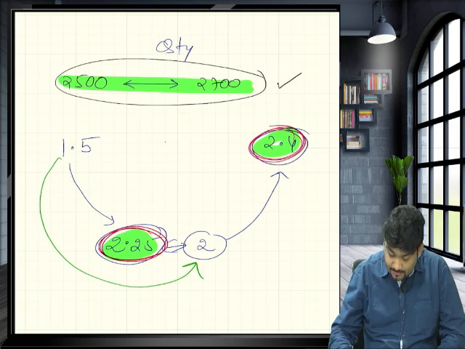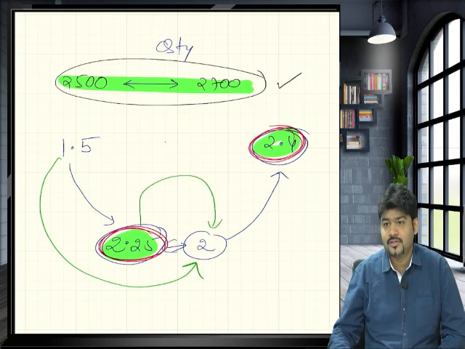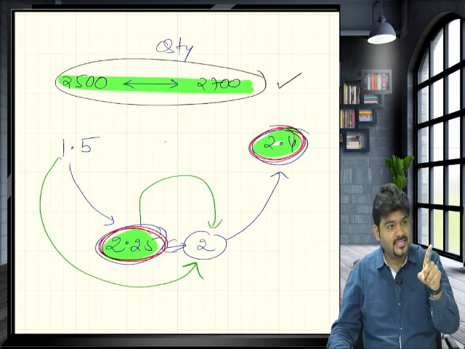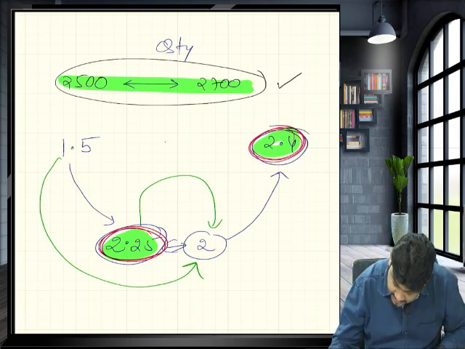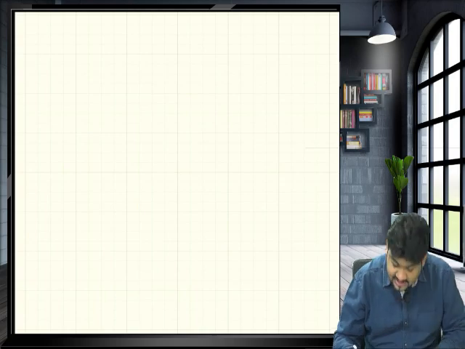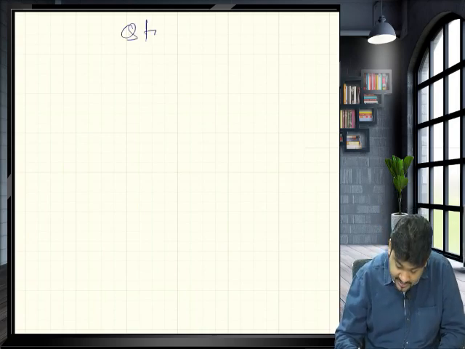The change from 2 to 2.5 is left. So these are the two things which are left to be analyzed, ma'am. Correct? Are we understanding? I'm repeating the whole thing again. Pay attention. What are the changes that have happened in terms of, say, quantity?